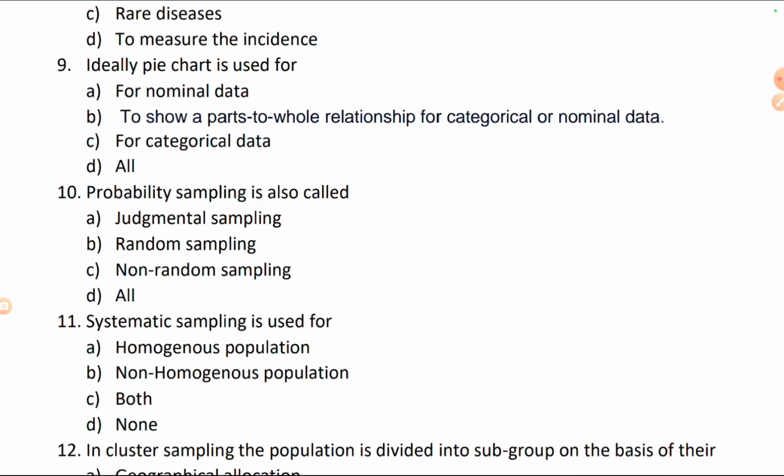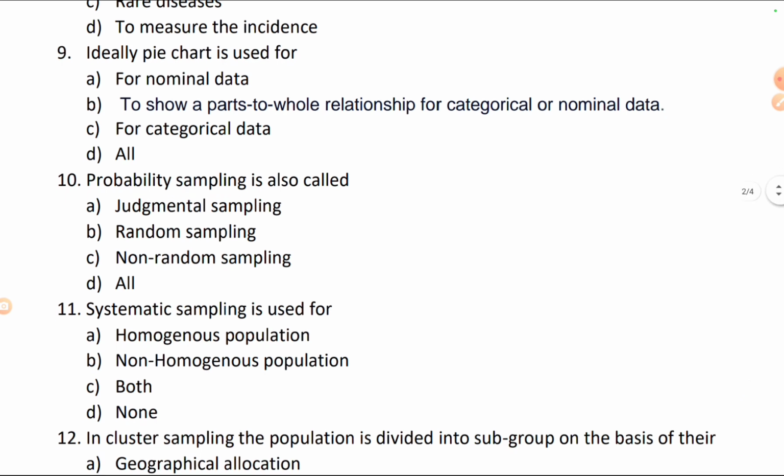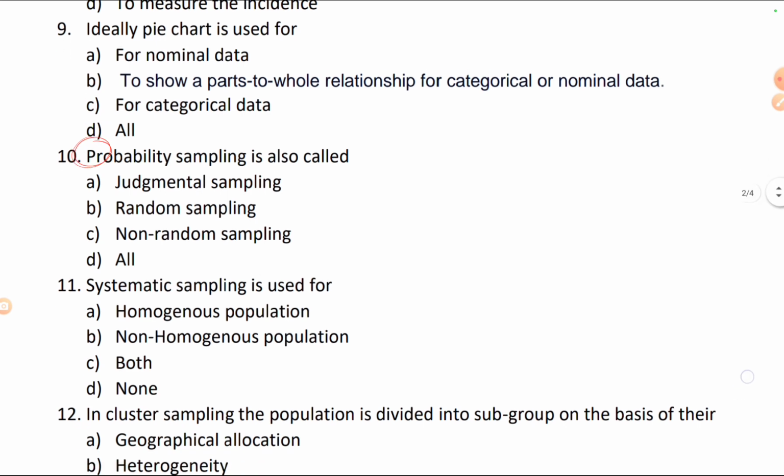Ideally, a pie chart is used for option A, nominal data. Option B, to show a parts-to-whole relationship for categorical or nominal data. Option C, categorical data. Option D, all. The answer is option D, all.